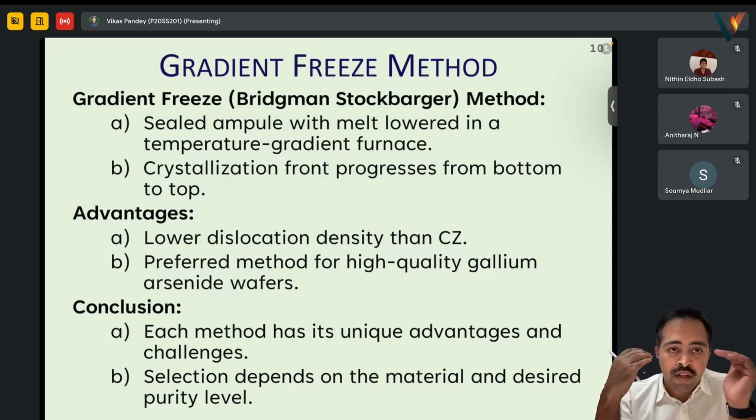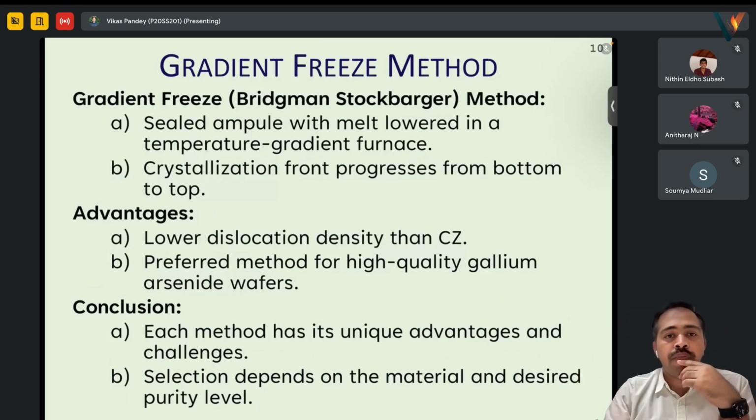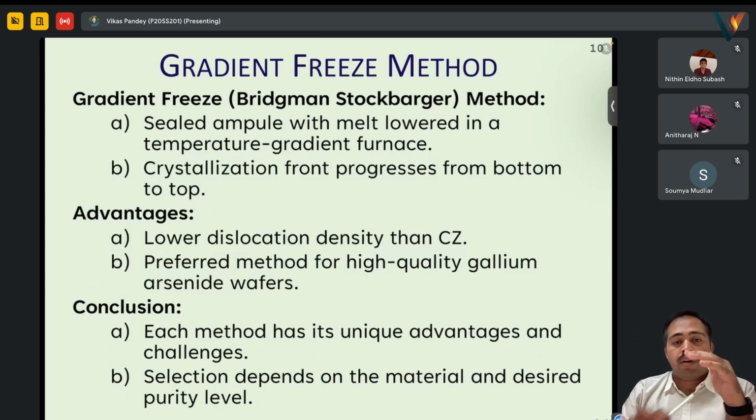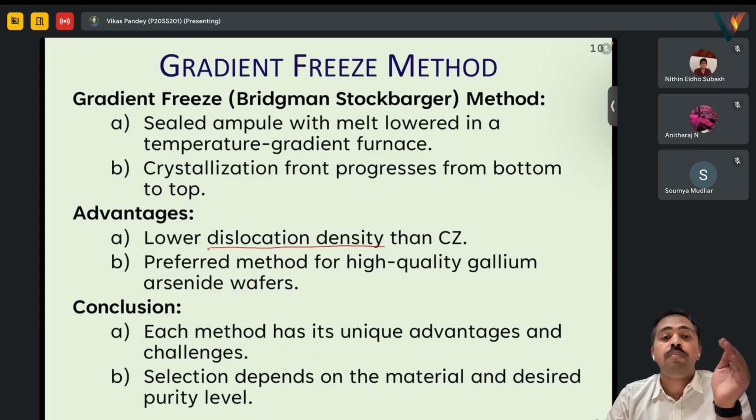Different temperatures are maintained in the furnace. At the bottom part, which is a bit colder, the crystallization will start. This has the advantage of lower dislocation density compared to the CZ method, and it is generally preferred for high quality gallium arsenide wafers.